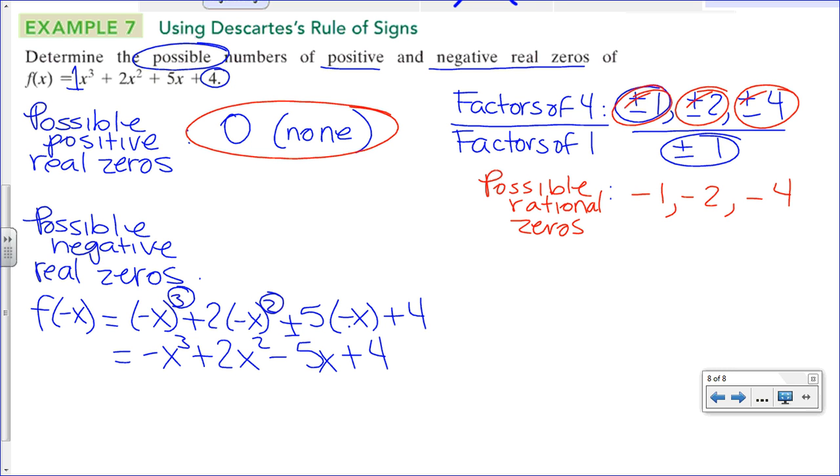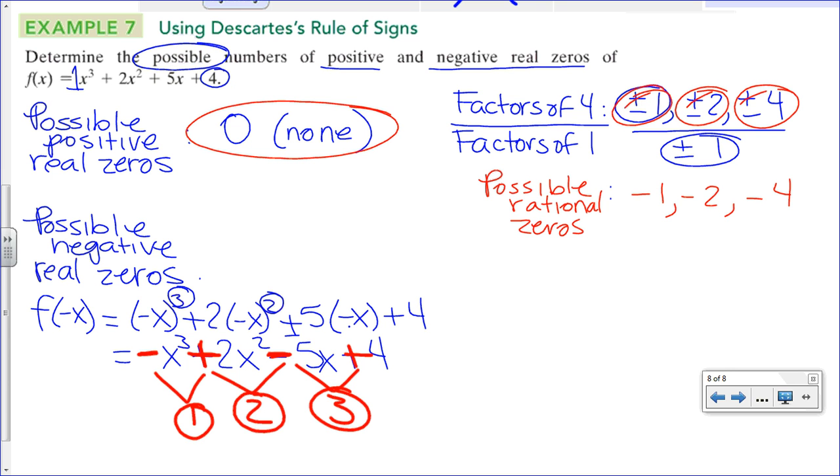So let's go ahead and count the sign changes here. So we have negative to positive, that will be 1. Then we have positive to negative, that will be 2. And then finally we have negative to positive, and so that will be 3.